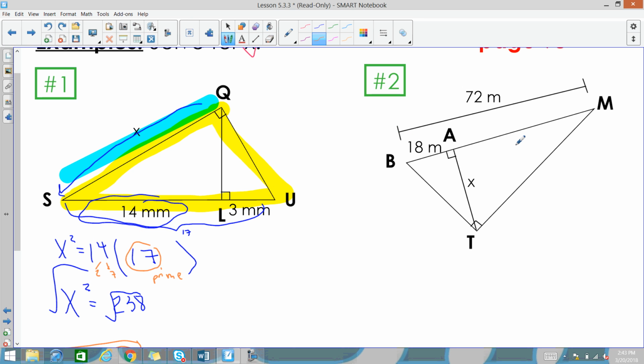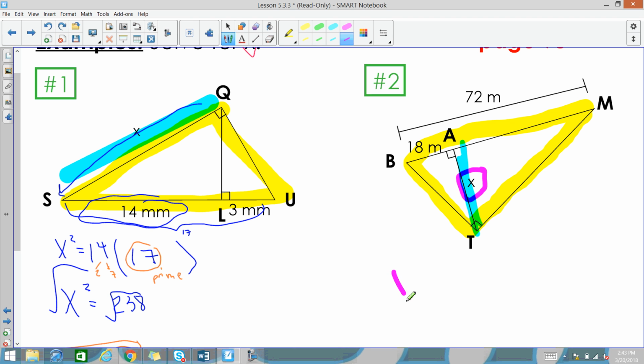Now, number 2, start with your big triangle and take a look. Are you given an altitude? And if you look, yeah, I am given an altitude from the right angle. So that means I'm going to do the altitude formula, altitude squared.